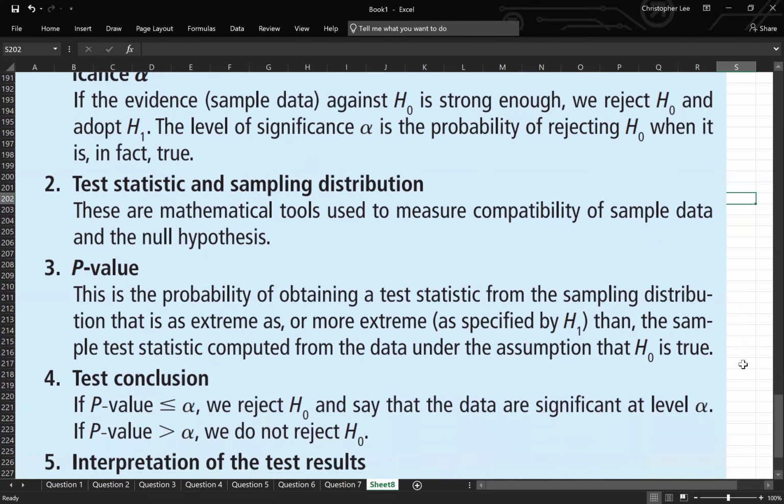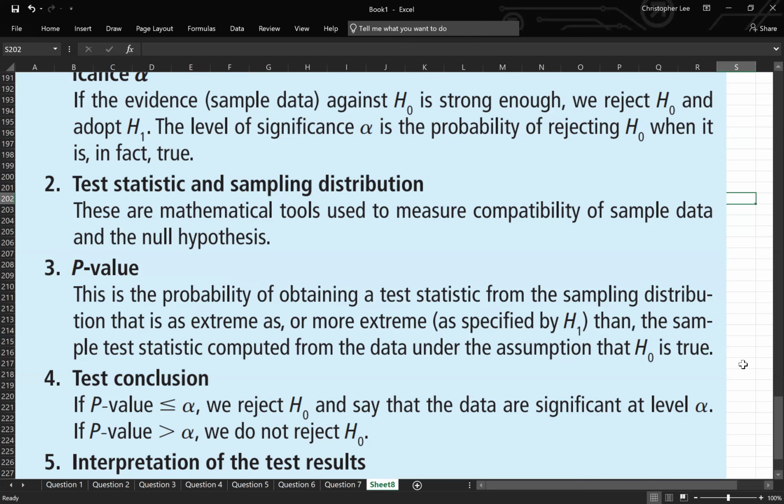Step 2 is test statistic and sample distribution. These are mathematical tools used to measure compatibility of the sample data and the null hypothesis. On our final, we will have a z-test. So number 2 is done for you already. Partial credit right there. I just hooked y'all up. It's going to be a z-test.